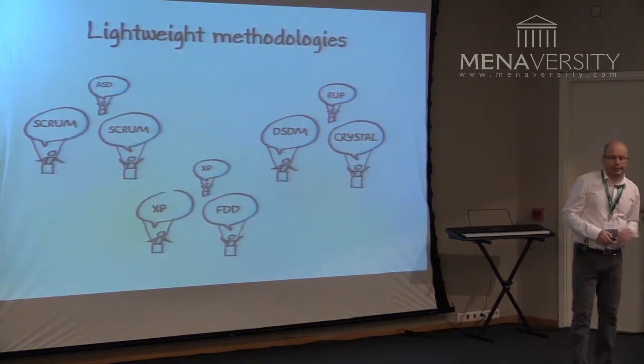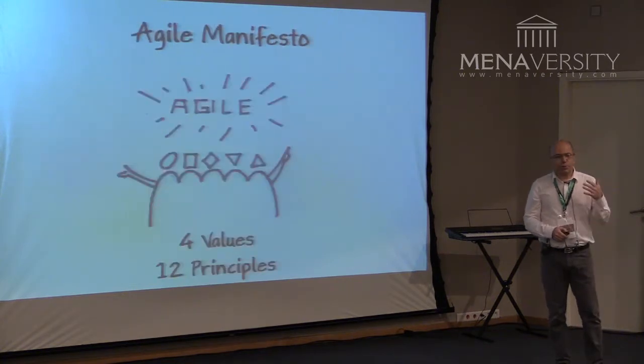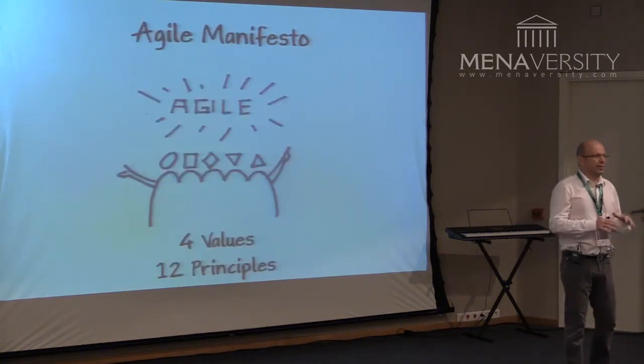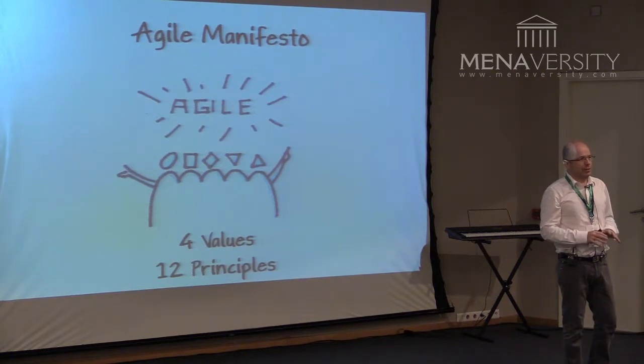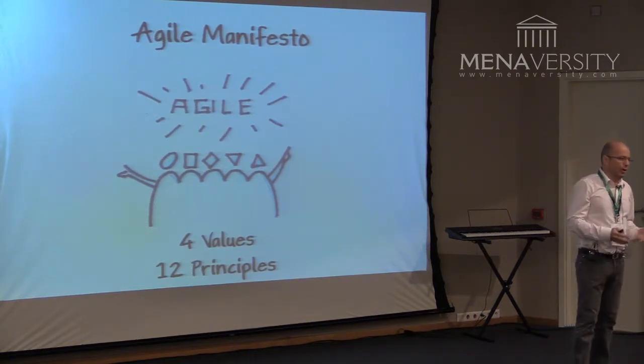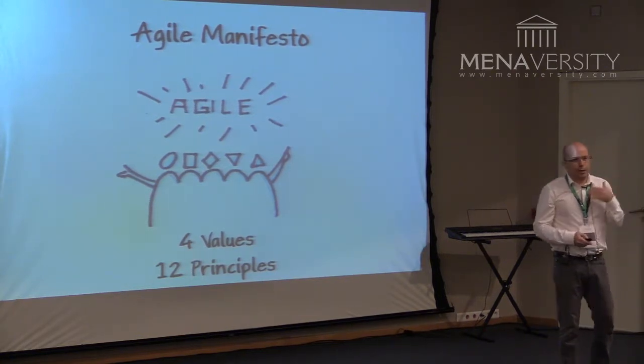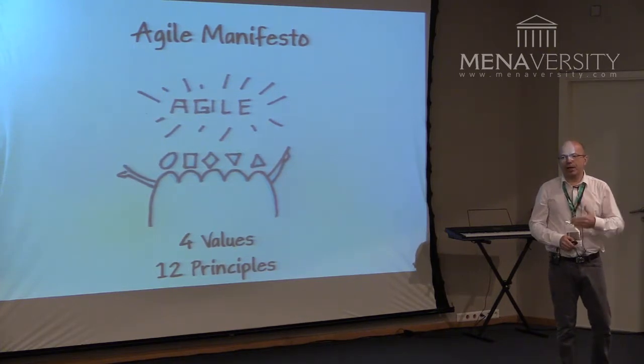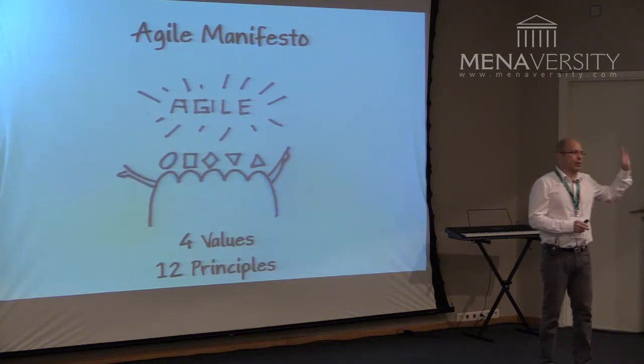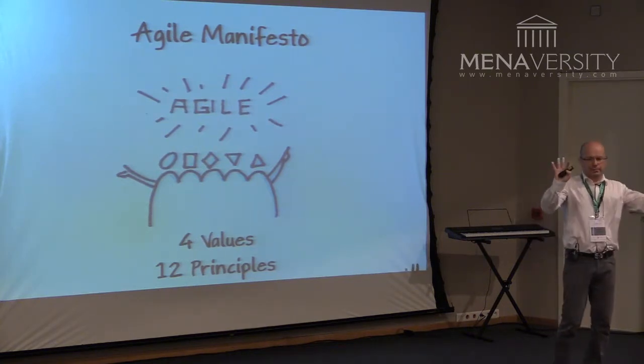So these practitioners independently developed some lightweight methodologies with very sexy names like DSDM, XP, FDD, RUP. Everybody wants to do RUP, okay? In 2001, 17 of them met together, and they spent a good weekend, obviously, and they came up with what they call the Agile Manifesto for software development. And it's very simple: 4 values, 12 principles.